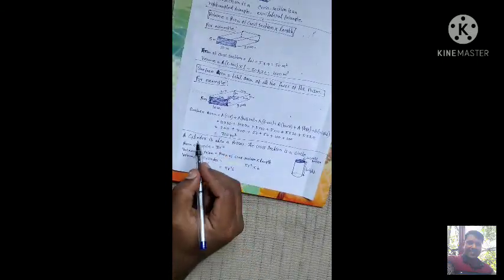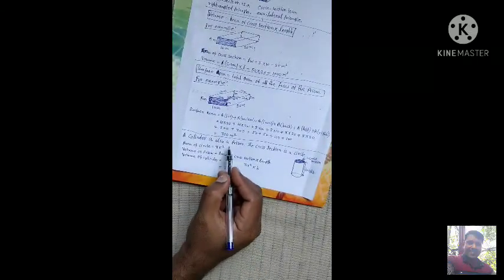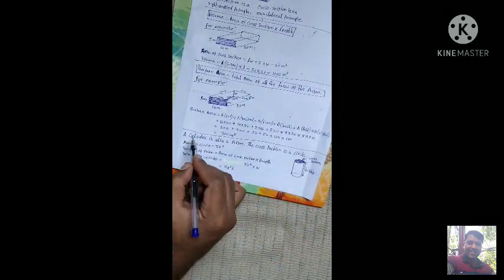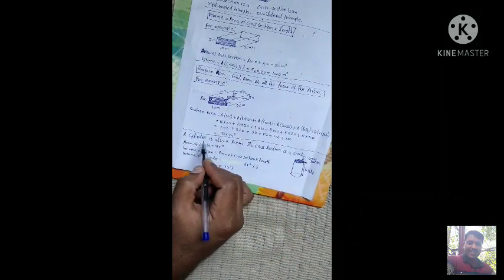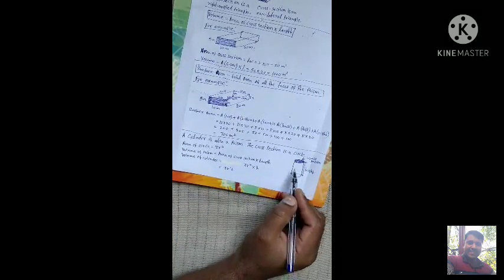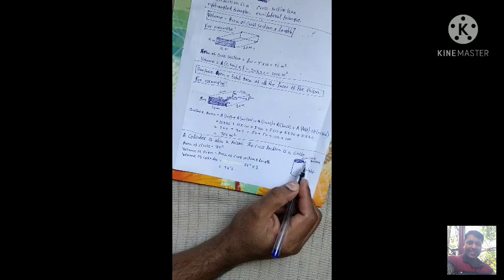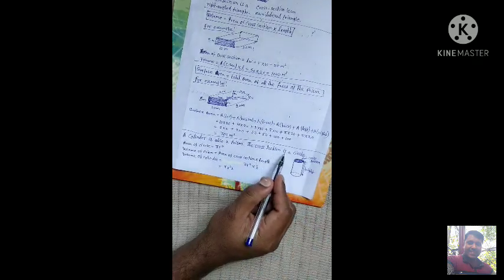Okay, next one: a cylinder is a prism whose cross section is a circle. See here, a cylinder is also a prism, because we have the circle here and we are extending it along. So the cylinder is also a prism. The cross section is a circle.